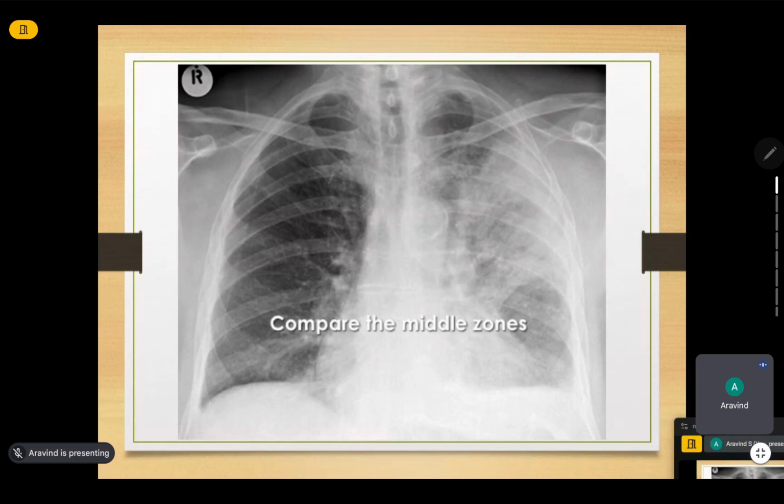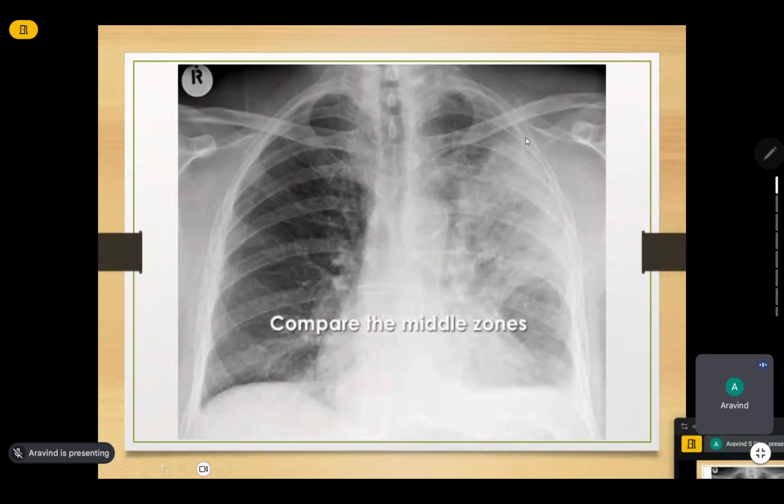Is it opaque or lucent? Lucent. You can see that the left middle zone is opaque. When you observe such an opaque shadow, you look whether there are some tubular, streak-like, blackish things. It indicates consolidation. So in consolidation, the silhouette of the organ, the heart, is lost.